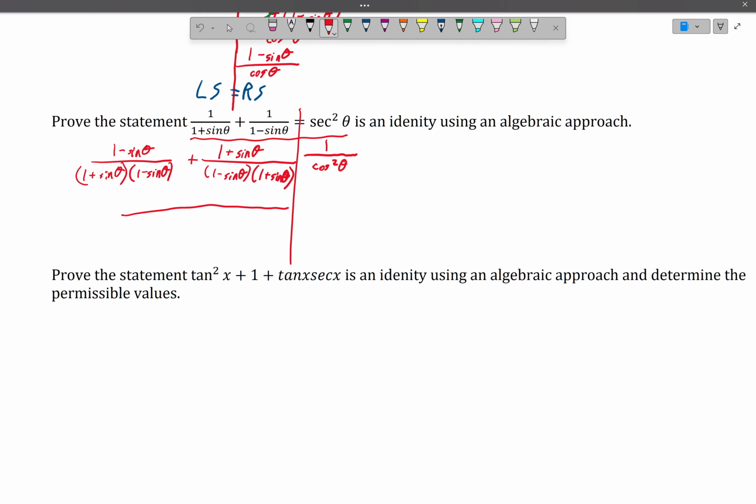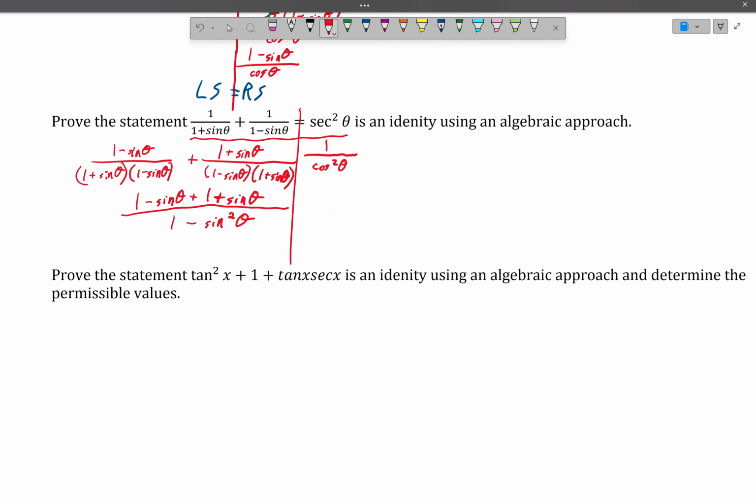So what we can do is rewrite it out. So it's 1 minus sine theta plus 1 plus sine theta. But the denominator is going to be just multiplying two of the binomials together. So it's going to be 1 minus sine squared theta, because of the same kind of difference of squares rule or conjugate rule that we had before.